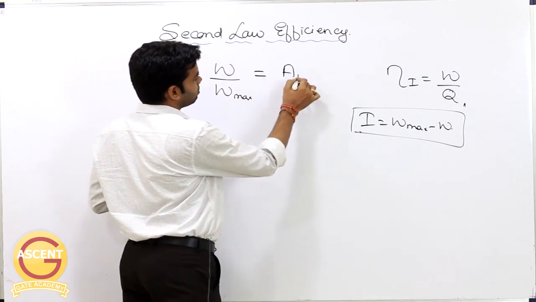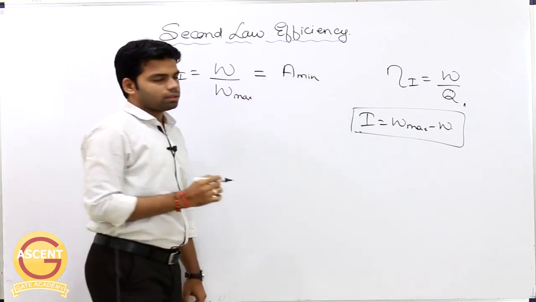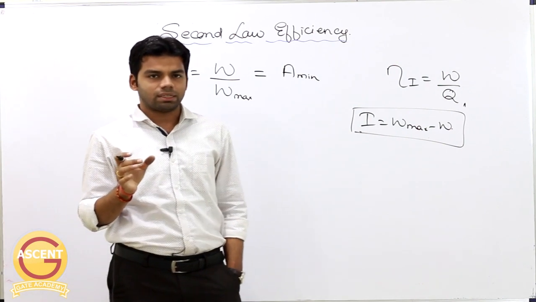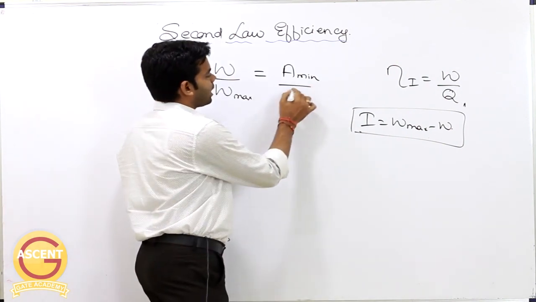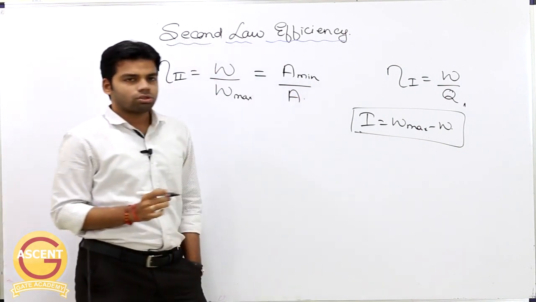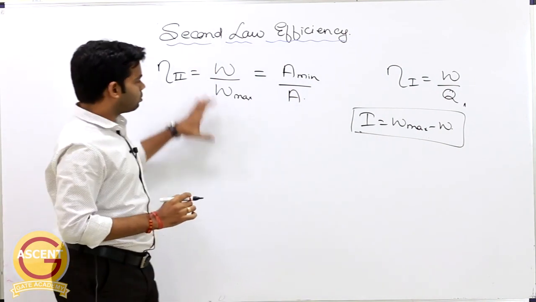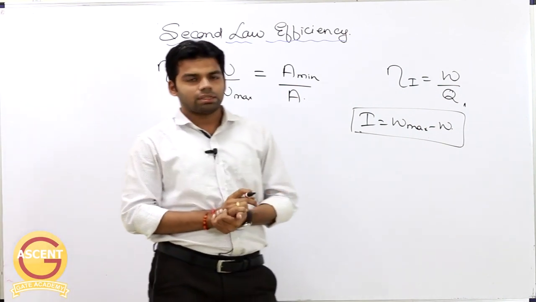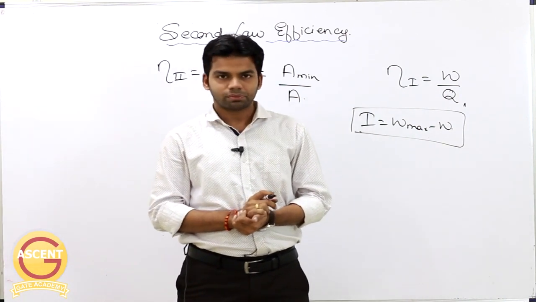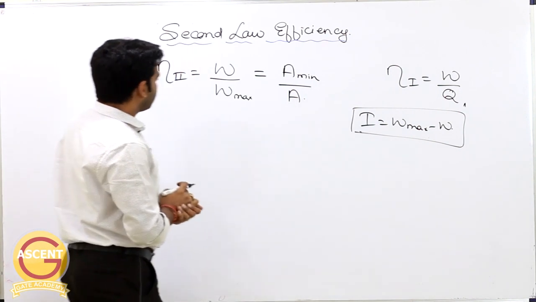Now further this can also be written as work done upon maximum work done. This can be written as minimum exergy, or minimum available energy, required to perform a given task divided by actual available energy required to perform the same task. This W by W max can also be written as minimum exergy divided by actual exergy. Getting this or not? Now further, what can we write?